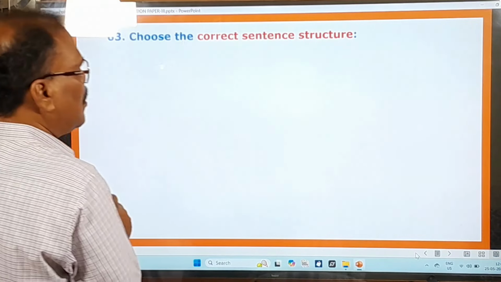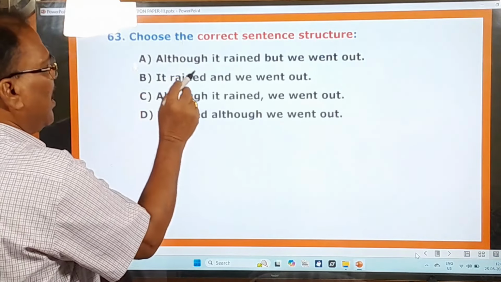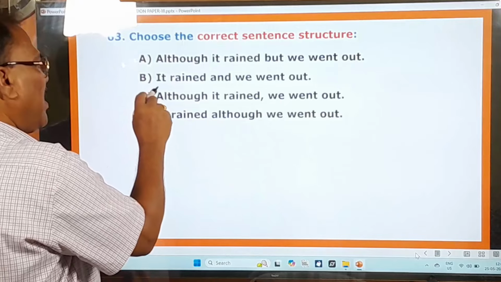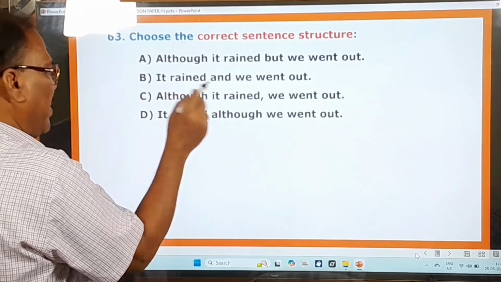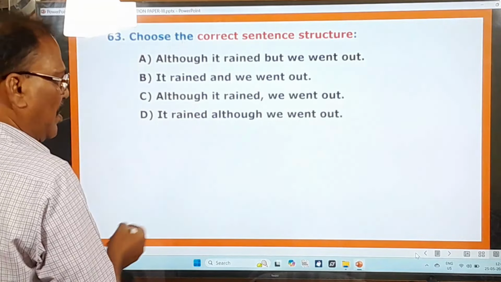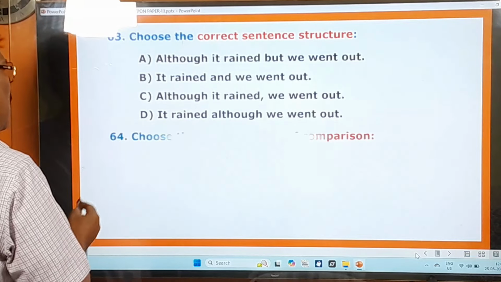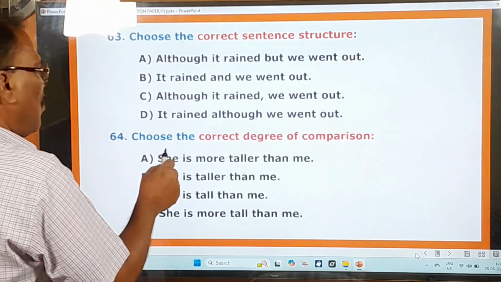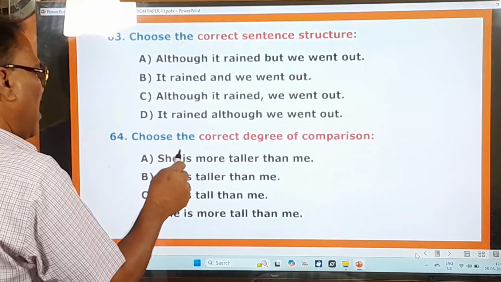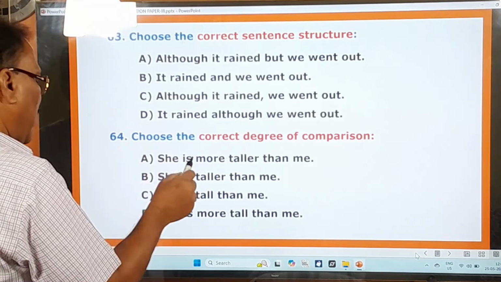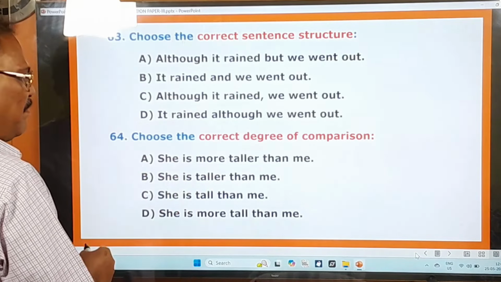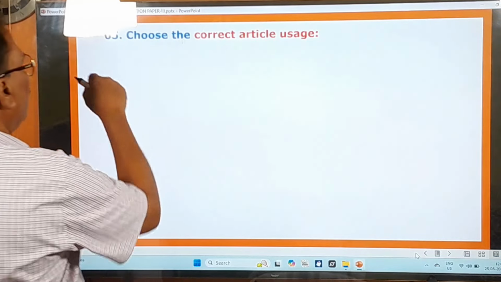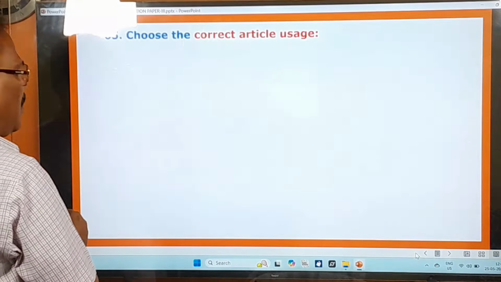63rd question, choose the correct sentence structure. Although it rained, but we went out. It rained and we went out. Although it rained, we went out. It rained although we went out. 64th question, choose the correct degree of comparison. She is more taller than me. She is taller than me. She is tall than me. She is more tall than me. 65th question, choose the correct article usage.